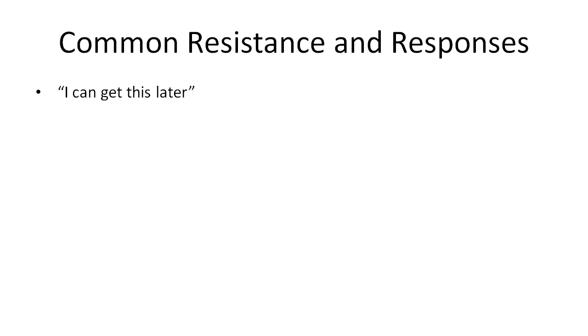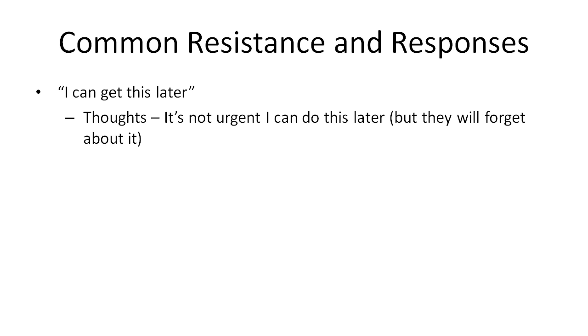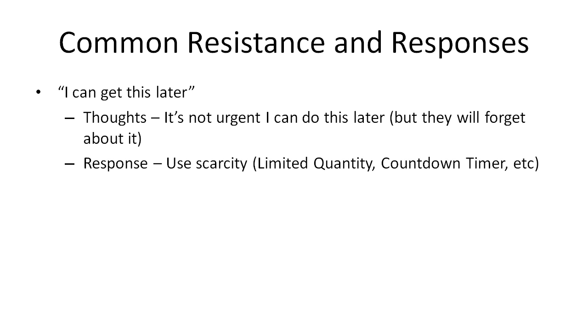A lot of times people are thinking, I'm really busy in my life, I can get this later. But then there is no later because they just forget about it. And we've all been there and done that too, right? So the thought is, it's urgent, I can do this later, but they forget about it. The response is, you might want to use some scarcity, like limited quantity, countdown timer, limited time to get this and access it. Or it could be a price jump, early bird discount pricing, price jump after a certain amount of period.